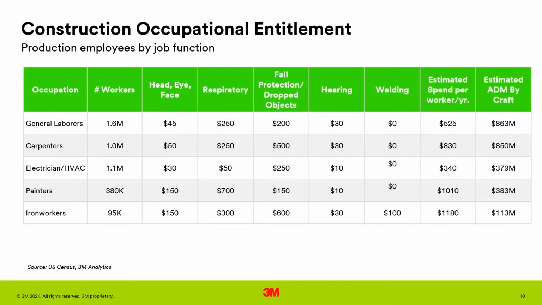We also wanted to provide you with a bit of a breakdown of some of the 3M estimations in terms of entitlement. So the Bureau of Labor provides us with a breakdown of each of these key construction crafts. And then our team has gone through and provided some estimates here in terms of what we think an employer is spending per worker per year for each of our key portfolios. So you can see that there and use that for a little bit of a model.